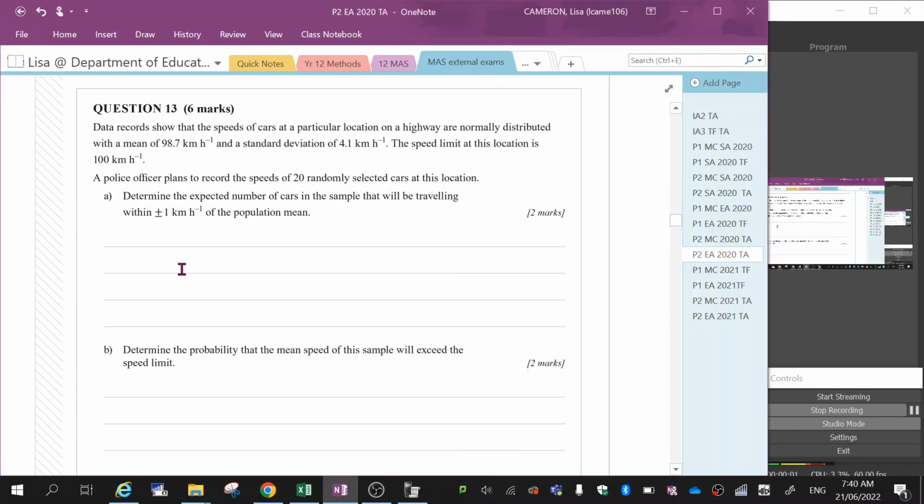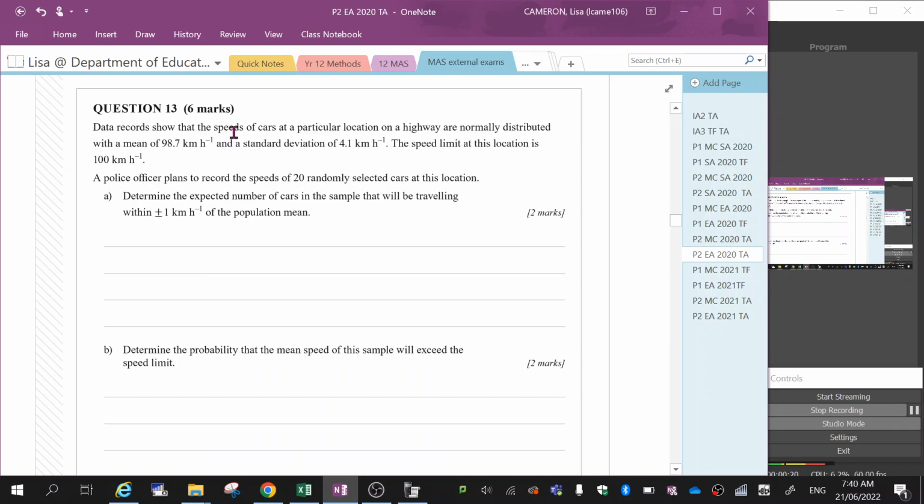Question 13. Now, this is a really good teaching question, because it really is worded nicely for you to be able to understand the difference between the two different kinds of deviation that we have here. So be very, very careful with the language that you're reading. Great hints in this question.